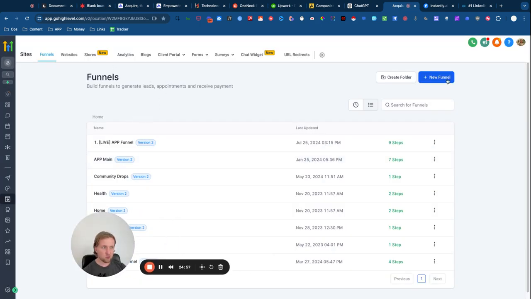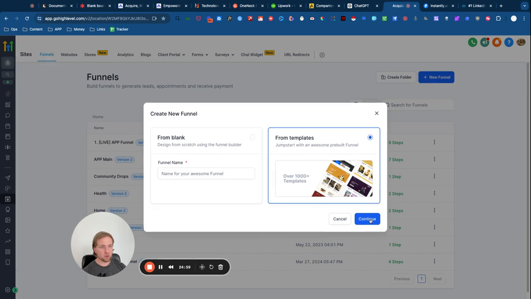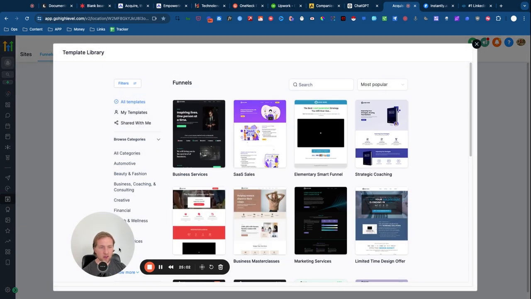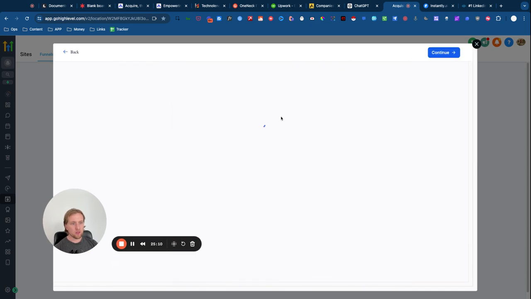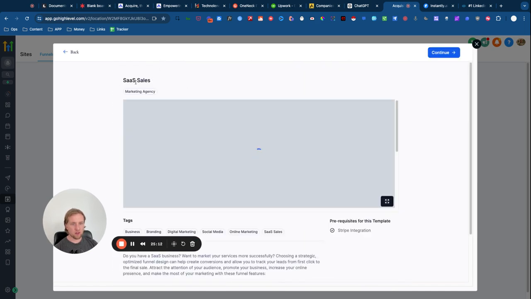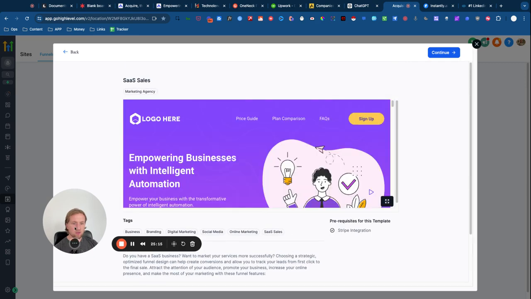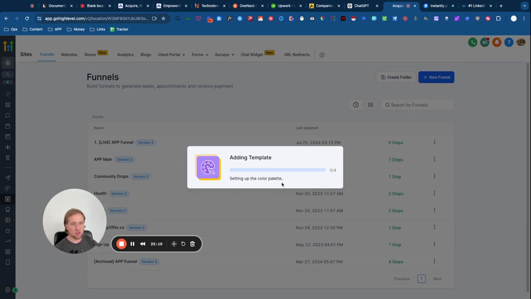We use Go High Level, and I create a very simple landing page. And you can get, again, as in-depth and granular as you like. You can create logos, whatever it might be. I'll just select a random one here. Here we go. We'll just create a SaaS one. And again, GHL, they have a load of different templates that you can use. I'm just going to click continue here.